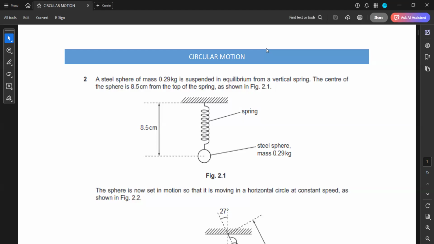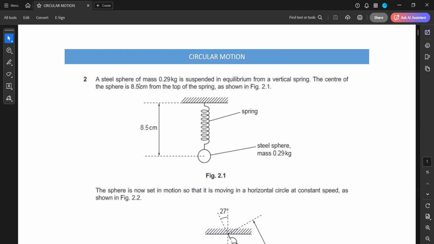The question is related to the topic of circular motion. You may find some of the questions are from different topics, so we'll skip those right now, and later we will come back to those parts, because some of the questions might be related to simple harmonic motion, so we'll skip in that case.